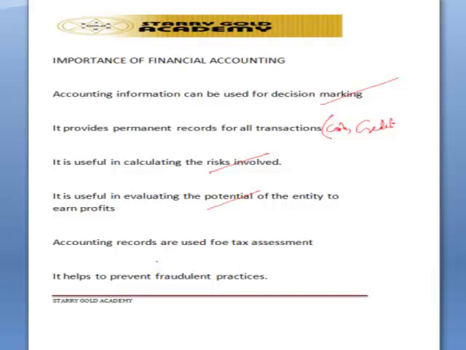Accounting records are useful for tax assessment. The tax authority also makes use of it to assess the reporting entity, that is the company, to assess the total tax or tax liability of the company in question. It helps to prevent fraudulent practices since the financial records are being kept properly.